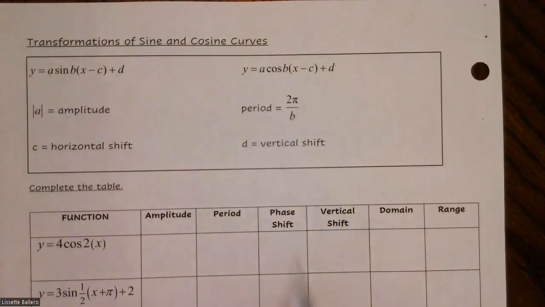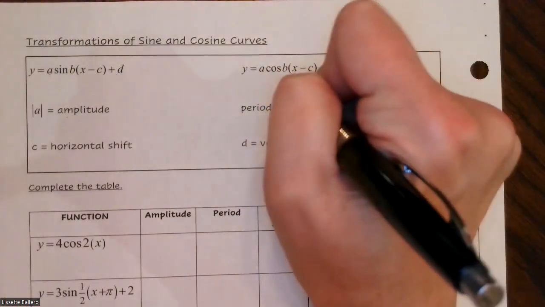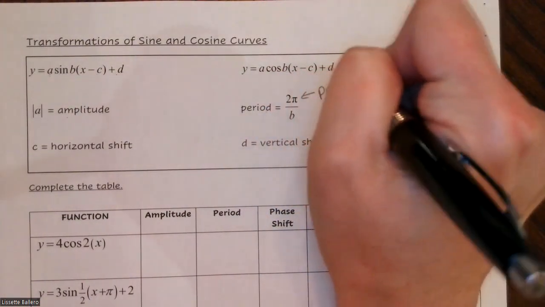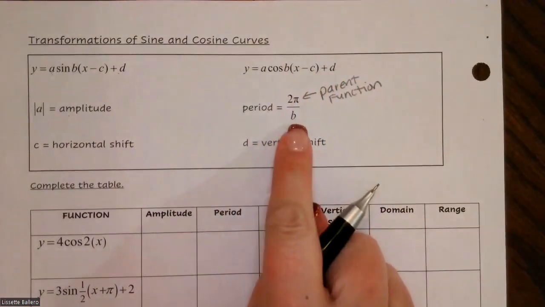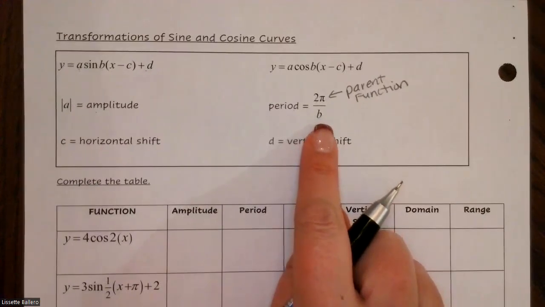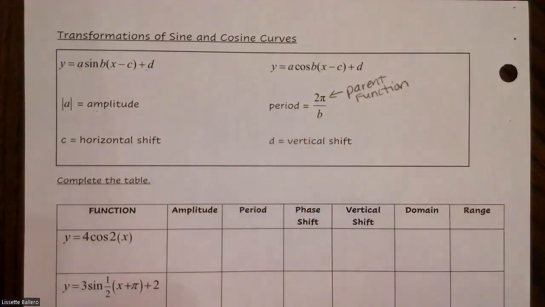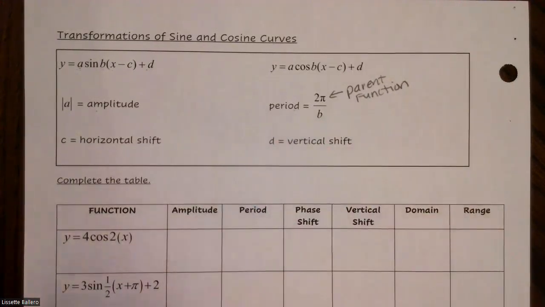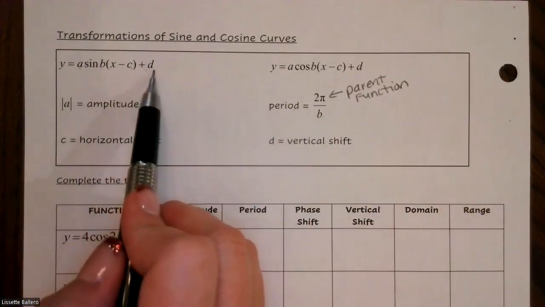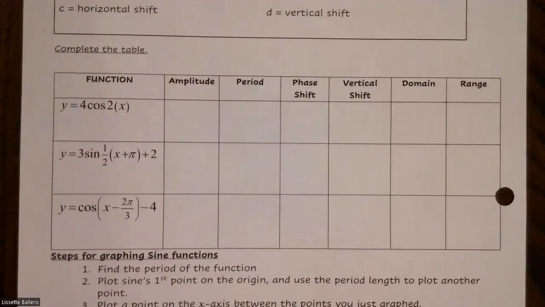So to figure out that distance, we take 2 pi, which is the parent function period, and divide it by the B value. That's going to give me the period. Once I have that, then I'm going to get a full cycle within that amount of distance. C is our horizontal shift, and D is our up and down, just like the rest of them. All right, so let's look at some of the graphs.